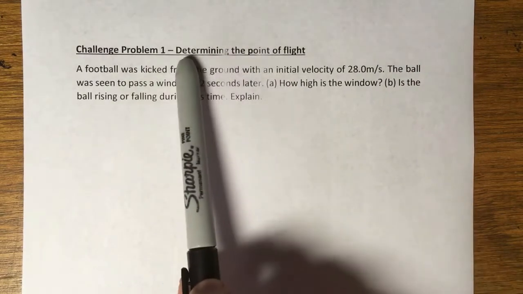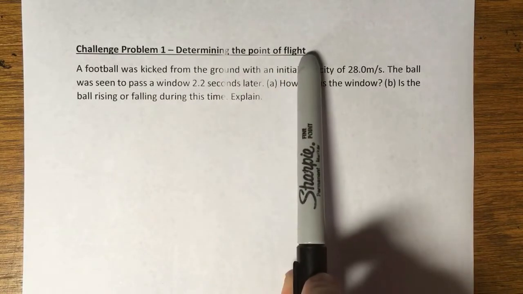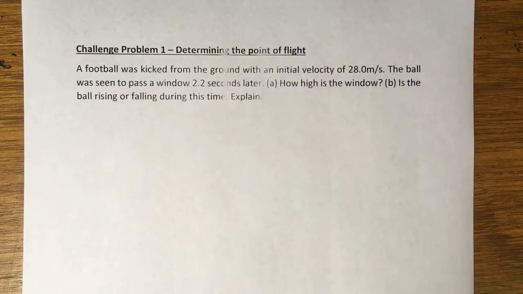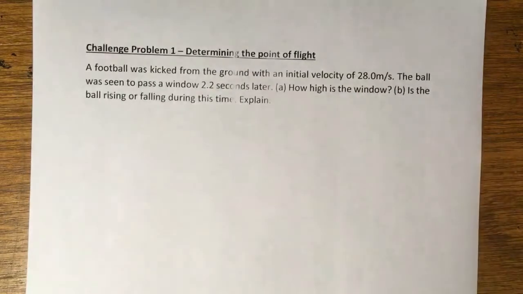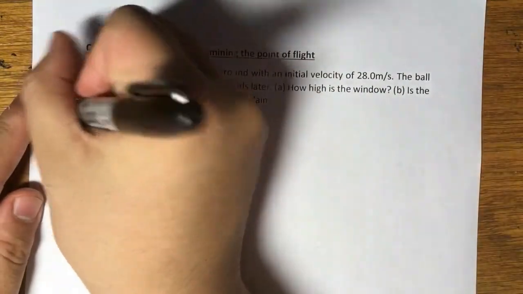First problem involves determining the point of flight. So you don't know where the object is. Let's read it. A football was kicked from the ground with an initial velocity of 28.0 meters per second. The ball was seen to pass a window 2.2 seconds later. First question, how high was the window? Second question, is the ball rising or falling during this time? And explain.